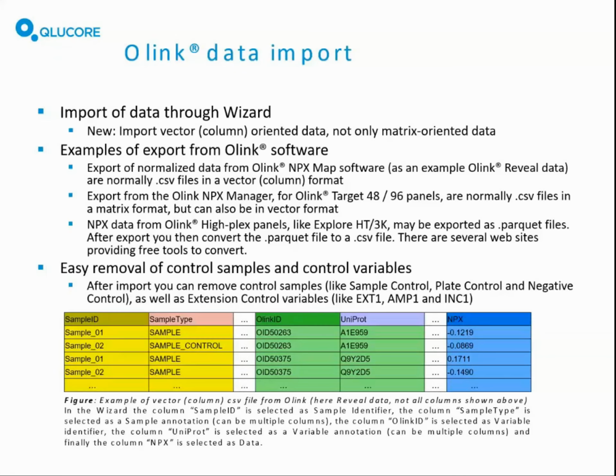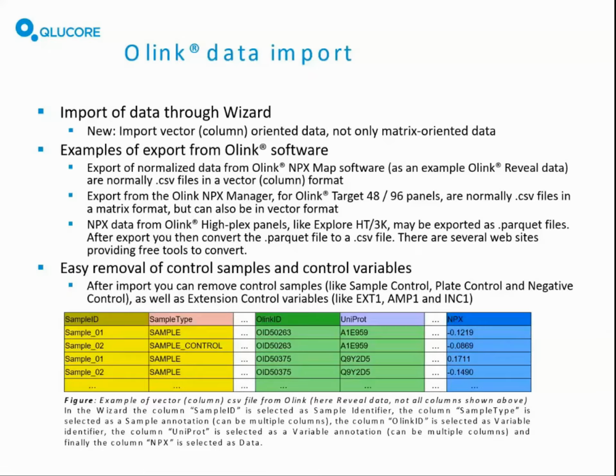Then you can import CSV files in vector or column formats. Some cases you may get something called a pocket file. That file needs to be converted to a CSV file, and then you can import it into Qlucore Omics Explorer.